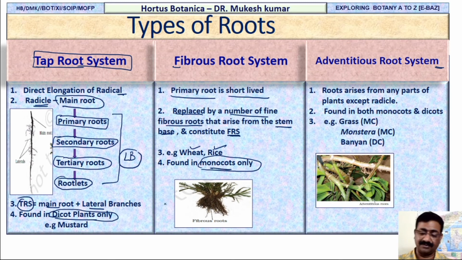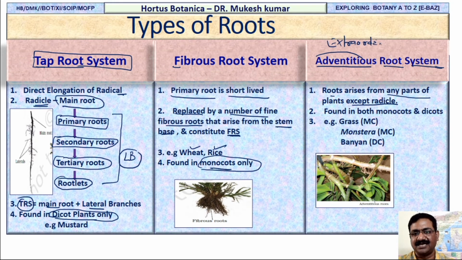Understand? Now if you are finding roots arising from any part of the plant except the radicle, that is, of non-radicle origin, yes, roots arising from any part of the plant except the radicle are called the adventitious root system. By name it is very much clear. Adventitious means extraordinary.